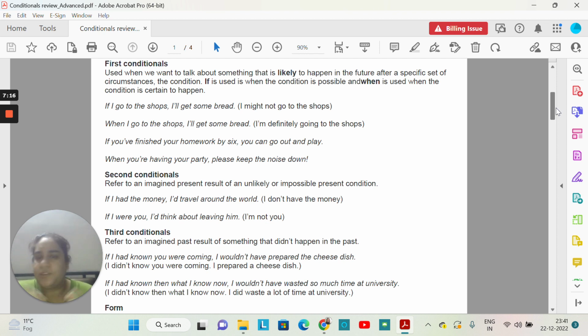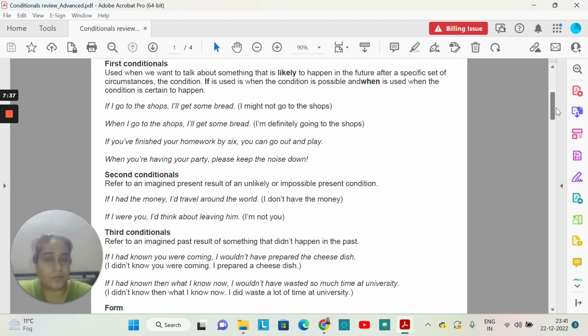When I go to the shops, I'll get some bread. That means you're definitely going. Obviously, you haven't given a time like, okay, fine, 6 p.m. I'll go or 8 p.m. I'll go. What you've just promised is that, yes, when I go to the shops, I'll get some bread. That means this action is going to happen. It will take place.